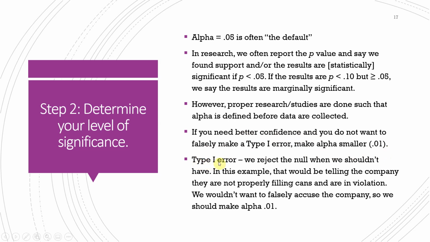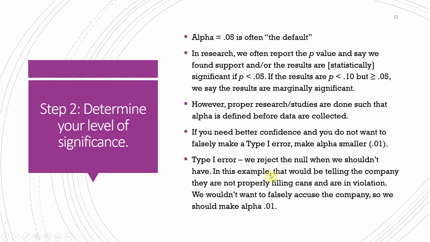So let's take a step back. What is a type 1 error? This seems like a bad thing, right? It's got error in it. We don't want to do that. What does that mean? A type 1 error is when we reject the null when we shouldn't have. So in this case, the null is actually true, but we reject it.